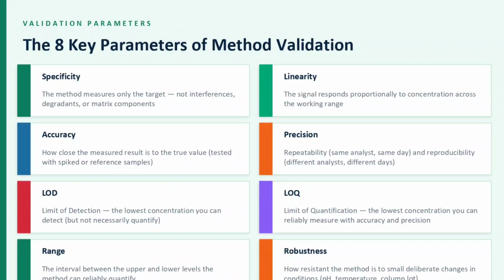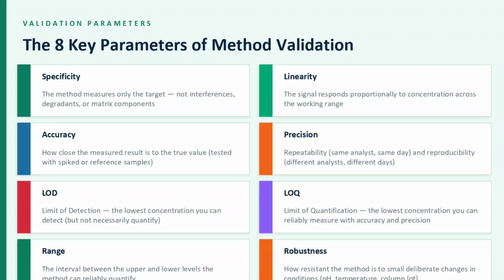Specificity is your starting point. This asks whether the method measures only what it is supposed to measure. Can it distinguish your target analyte from interferences, degradation products, matrix components, or other substances that might be present? Without specificity, nothing else in your validation means anything.